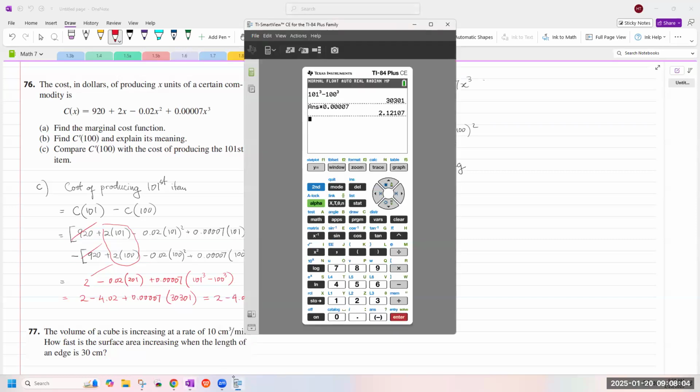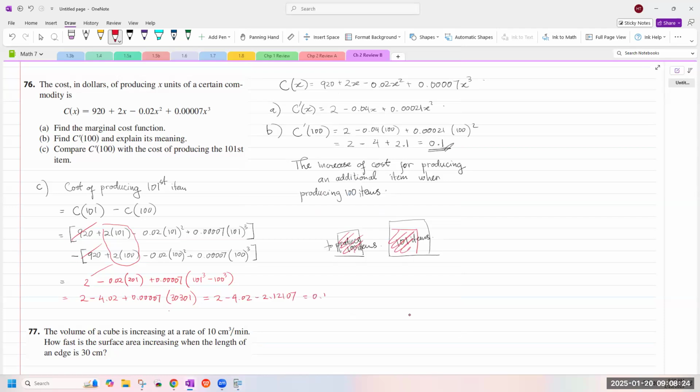Am I copying it correctly? So putting things together, that will be 2 minus 4.02 plus the last answer, which is 0.10107. That's 0.10107. That's the actual difference. That's the actual extra cost of producing that one extra item. Okay, which is fairly well estimated by using the first derivative, which gives us the marginal cost.